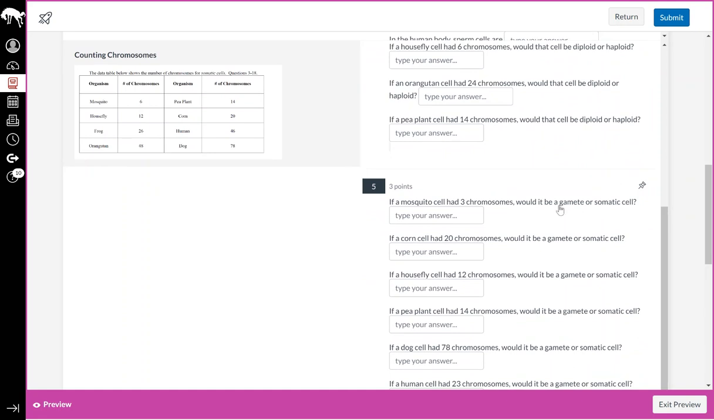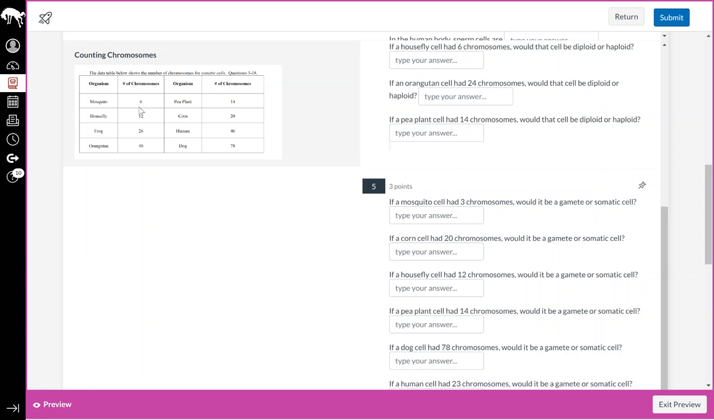Then down here, we need to be able to identify that a gamete cell is haploid and a somatic cell, which is what it gives us, are the diploid cells. So let's do this first question. If a mosquito cell had 3 chromosomes, would it be a gamete or a somatic cell? Well, let's look what we have. It says somatic mosquito cells have 6 chromosomes. And it's saying if this mosquito cell had 3 chromosomes.